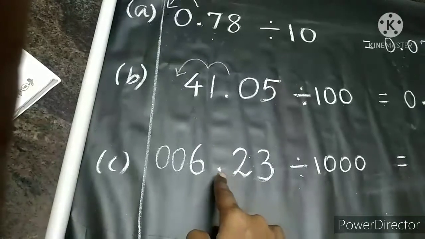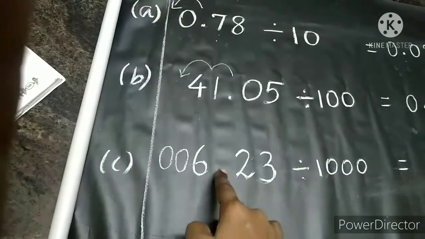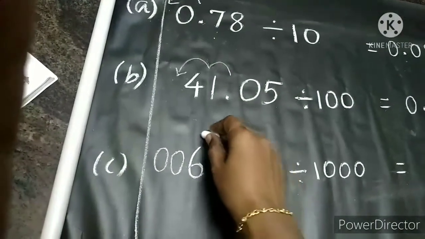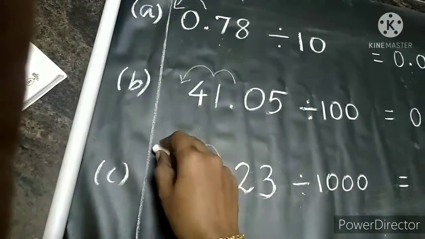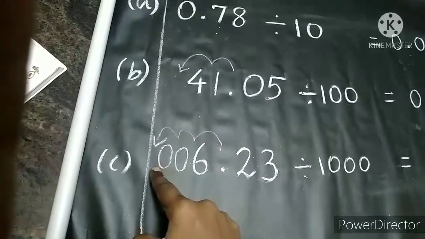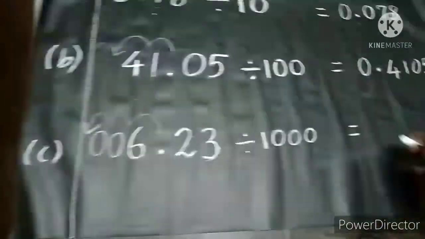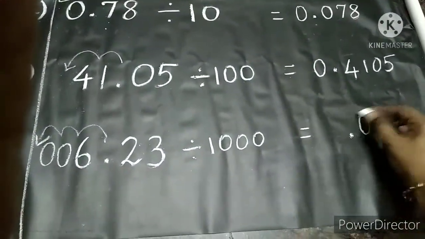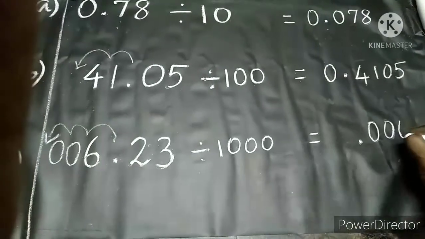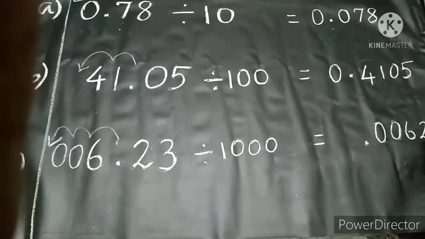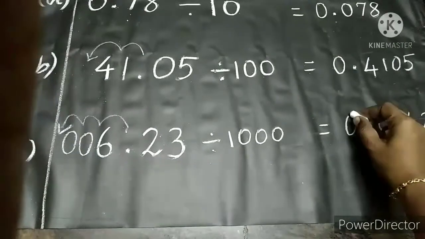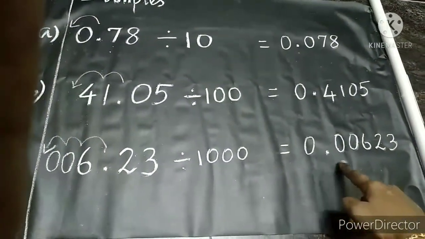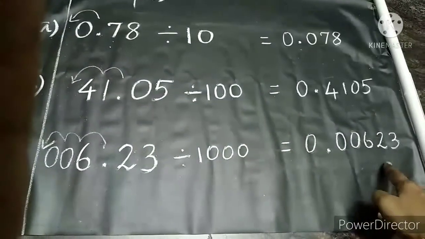So now you can move the decimal point to the left side. How many digits? 3 digits. So 1, 2, 3. So we have to put the decimal point before 0. So let's write the answer. 0.00623. Here we have to put 0. Let's read the answer. 0.00623.